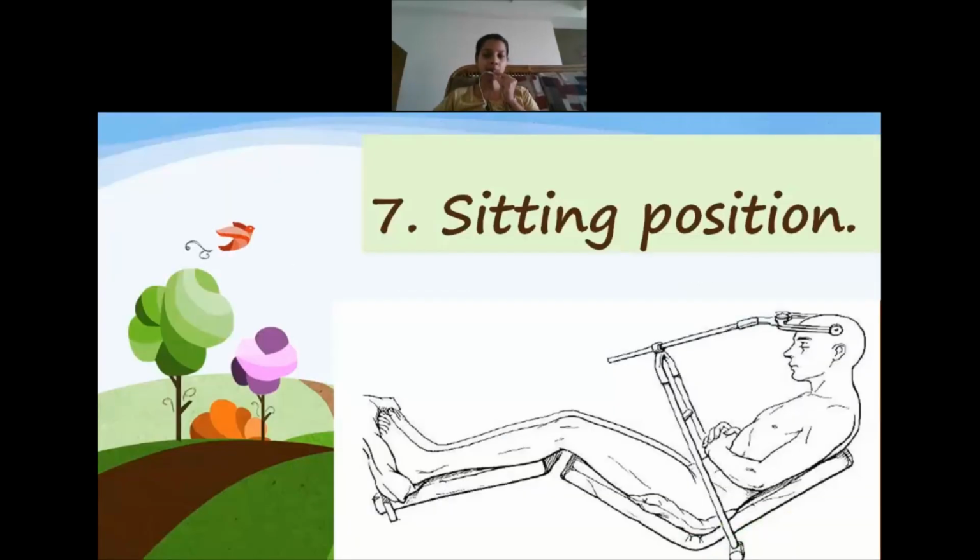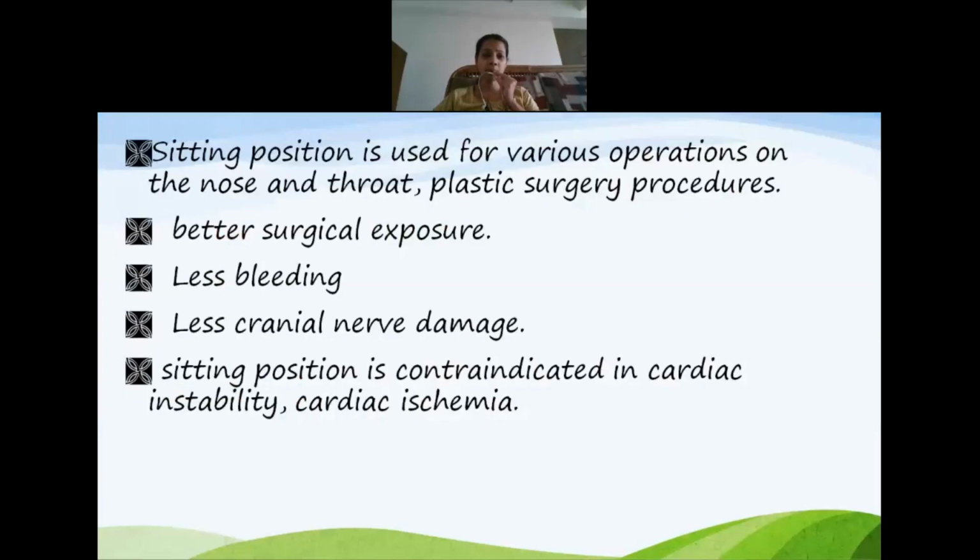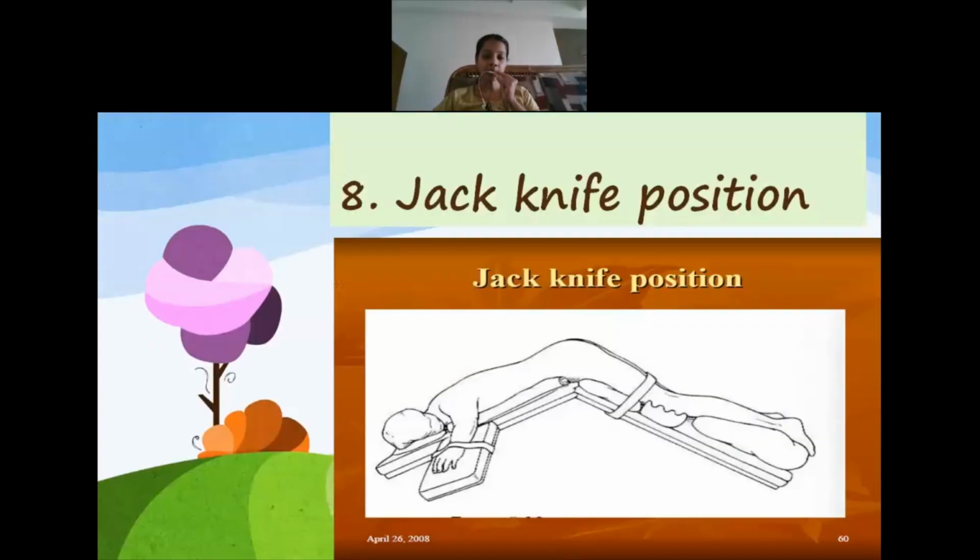Next one is sitting position. Certain surgeries or certain examinations can be done in sitting position also, because it is said to be a somewhat comfortable position and you can have a better surgical exposure. It is said to have less cranial damage, and a lesser amount of bleeding also happens in the sitting position. In sitting position you can perform surgeries of the nose, throat, or even plastic surgeries. And sitting position is contraindicated for patients who have heart conditions or heart instabilities, or if they are having any cardiac ischemia.